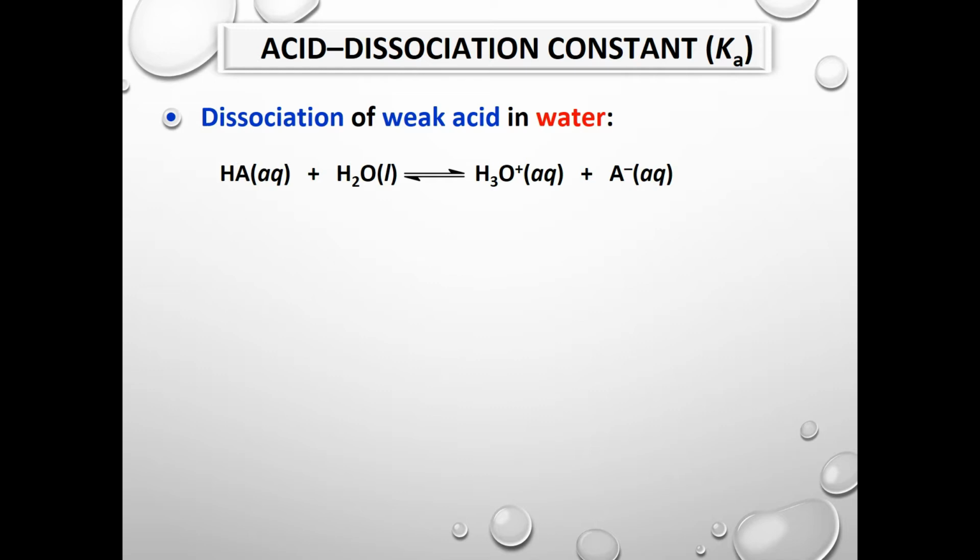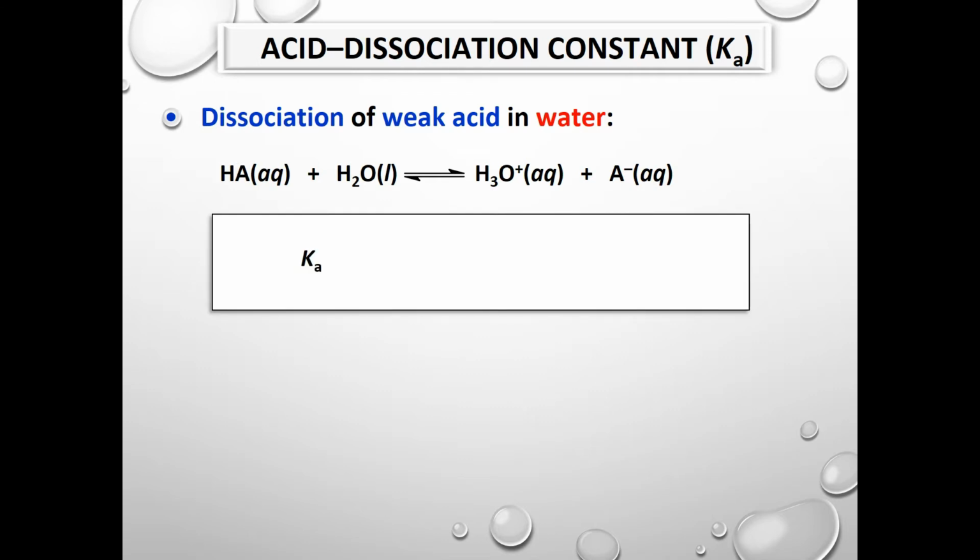The acid dissociation constant Ka for the weak acid given can be expressed as the product of the concentration of hydronium ions and the concentration of A negative ions divided by the concentration of the weak acid HA.